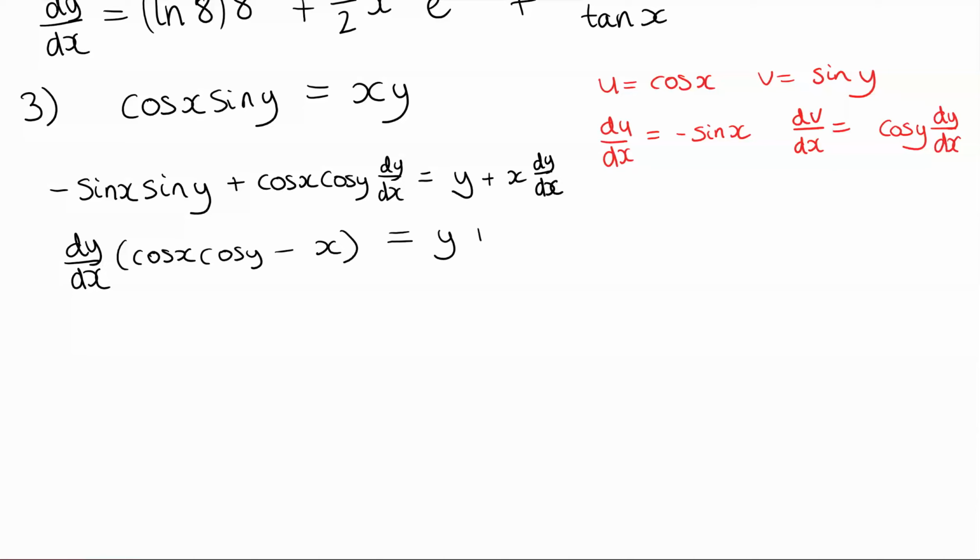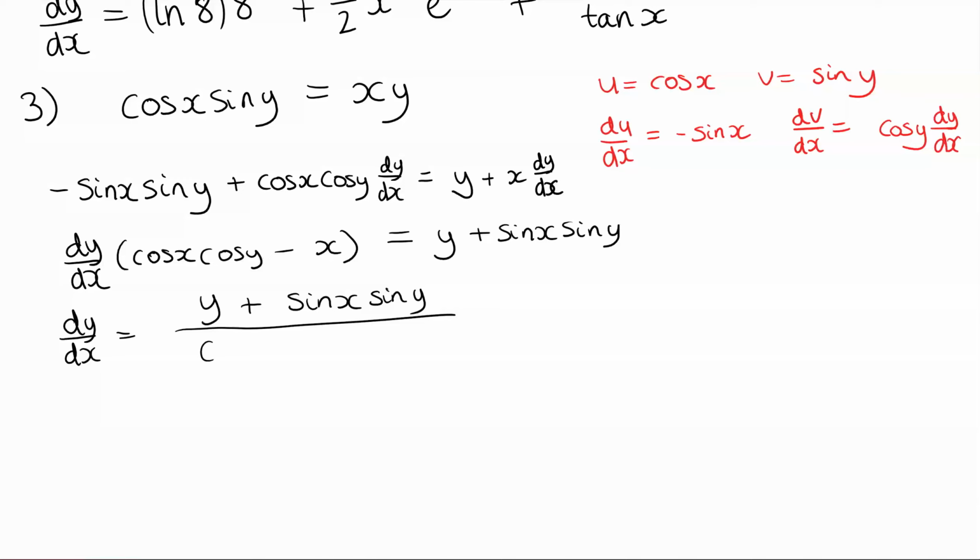Group all your non-dy by dx's on the other side, and then just do the division there at the end, and then that's our result.